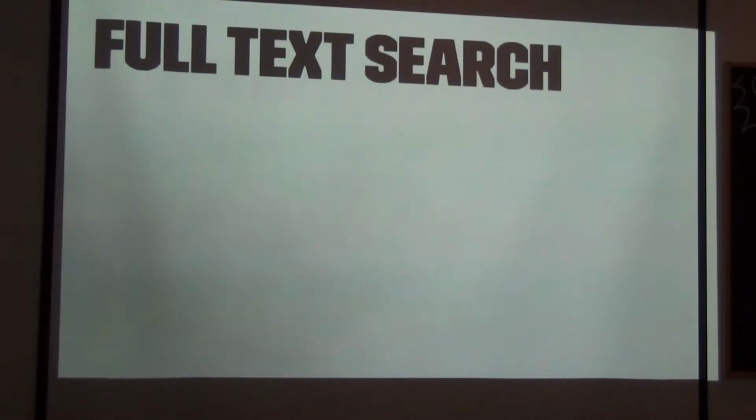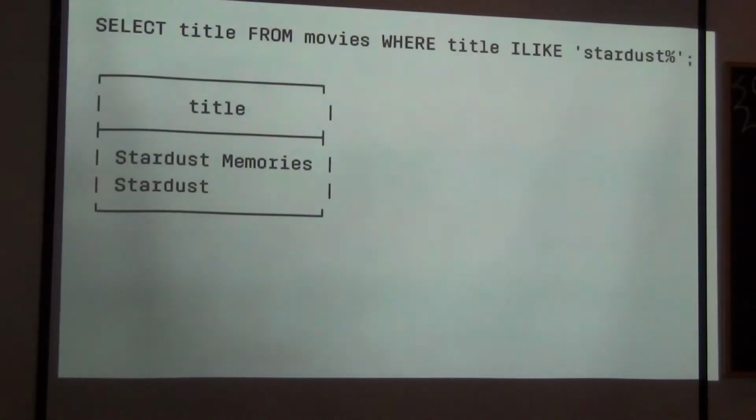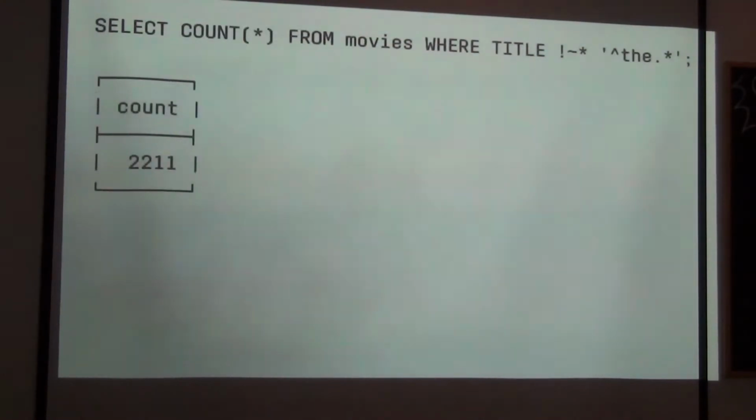Another thing that Postgres offers for you is full text search. For example, you might have already known this, you can do a glob search. You can look for all the movies which start with Stardust. But you can also use, for example, regular expressions to query. It's very easy. You just need to use the NOT operator. So in this case, we look for all movies which do not start with "the".